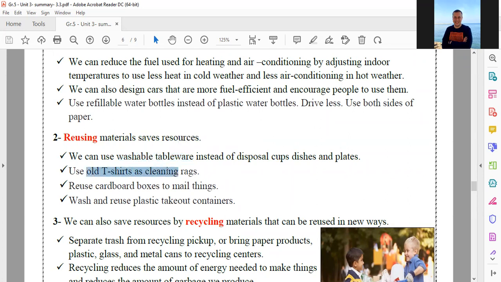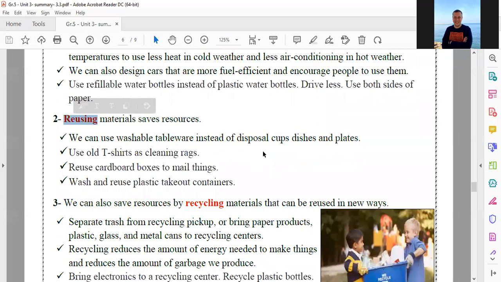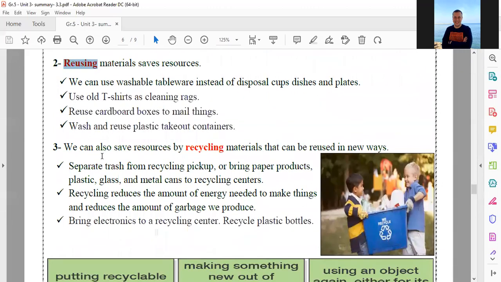Use old t-shirts as cleaning rags. Yes, if there is an old t-shirt that you would throw away, you can cut it into small pieces and use it in cleaning. Reuse cardboard boxes to mail things. Yes, we have a lot of cardboard boxes that we can use several times in many things. Wash and reuse plastic takeout containers. So the plastic takeout containers, we can wash them again and again and use them many times. This is the reusing. Then what about recycling?